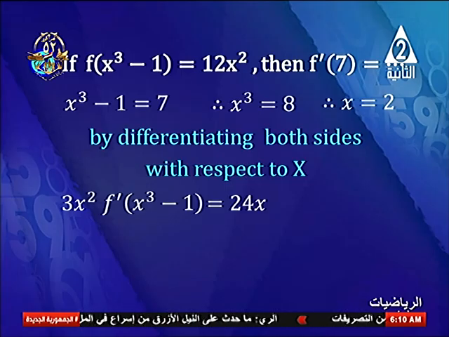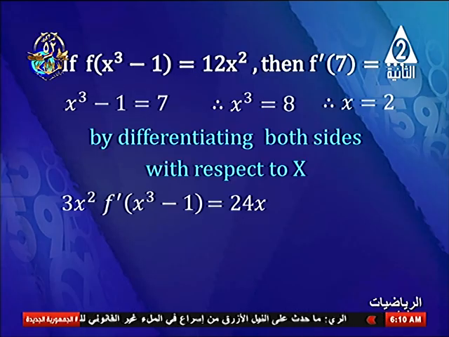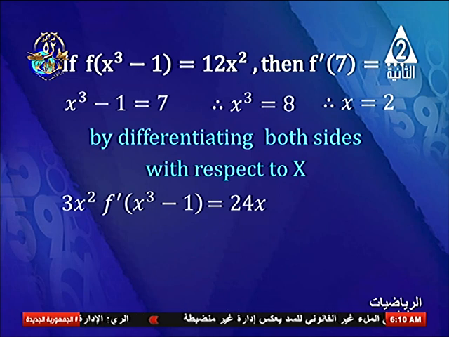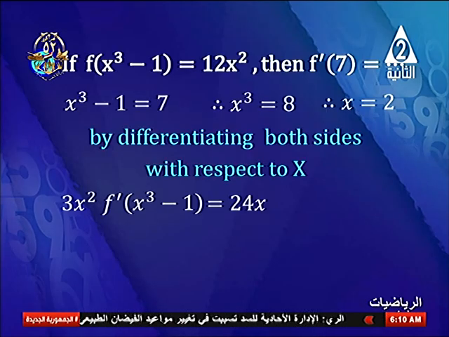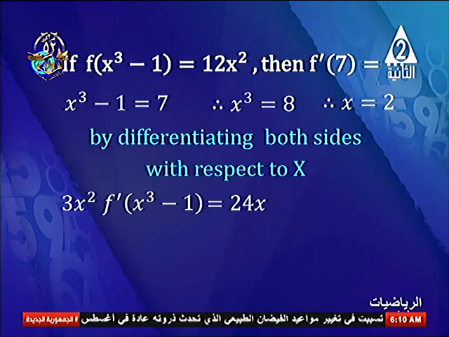What is this derivative? F dash of x power 3 minus 1 multiplied by the differentiation of the bracket inside, x power 3 minus 1. What is the differentiation? 3x squared. This is the left hand side. The right hand side is 12x squared. What is the derivative? 24x.